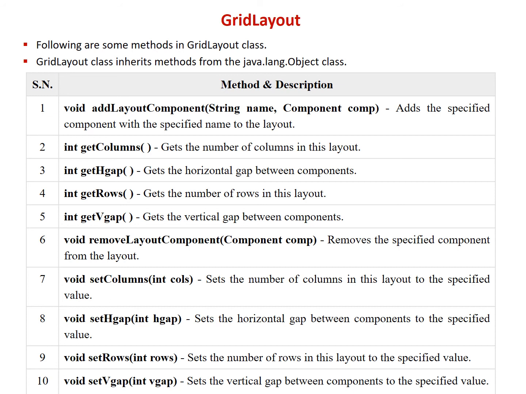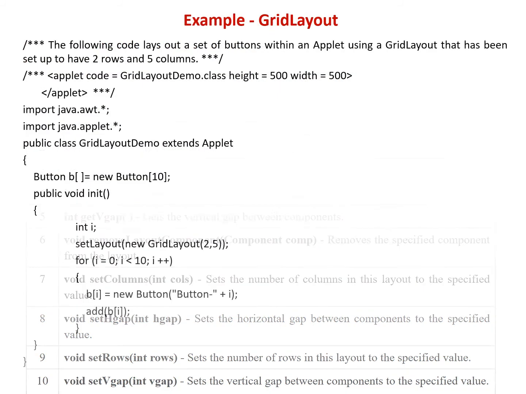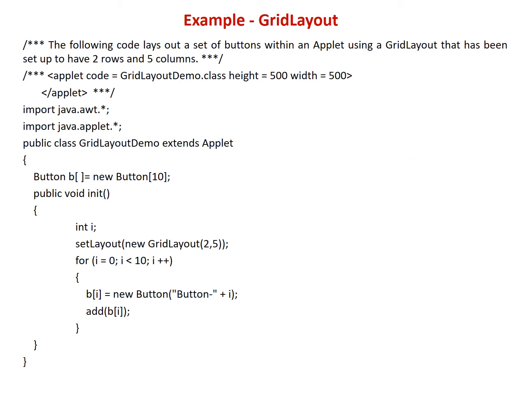setColumns will set the number of columns in the layout. Then setHgap sets the horizontal gap between components. setRows sets the number of rows in the layout to the specified value, and setVgap sets the vertical gap between the components to the specified value. Example of the GridLayout. The following code lays out a set of buttons within an applet using a GridLayout that has been set up to have two rows and five columns.